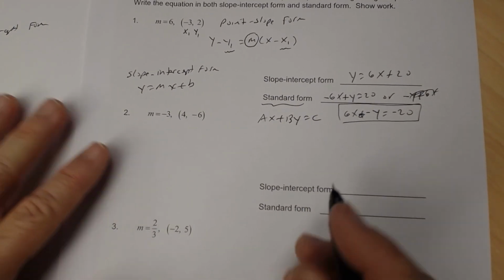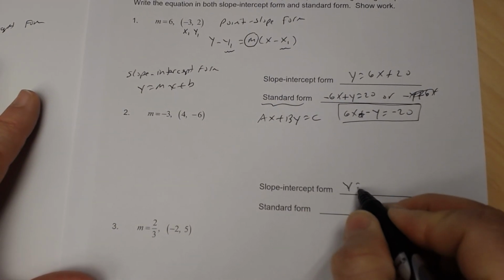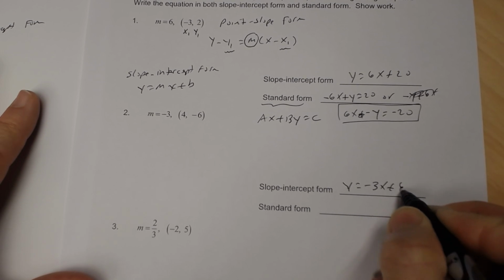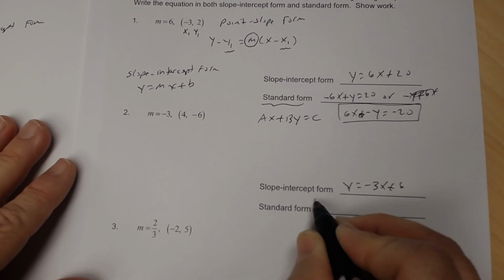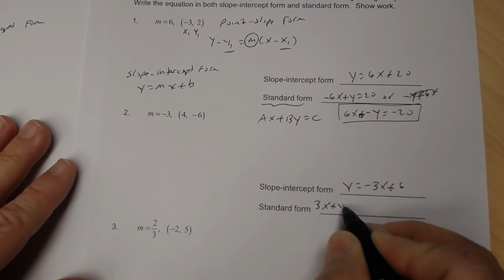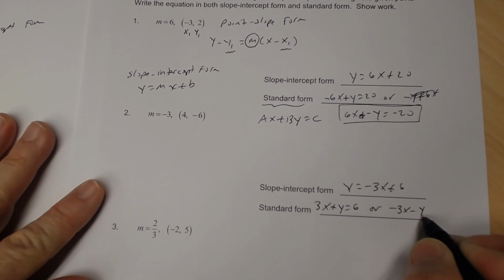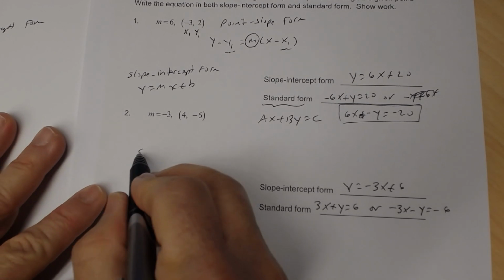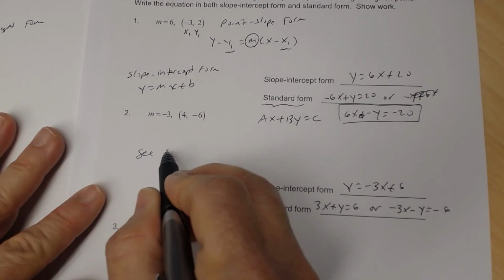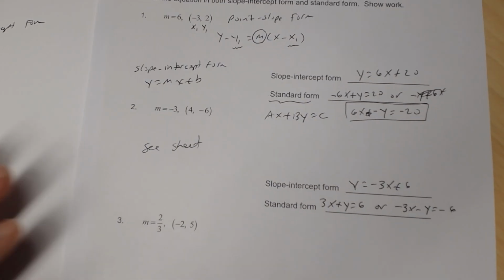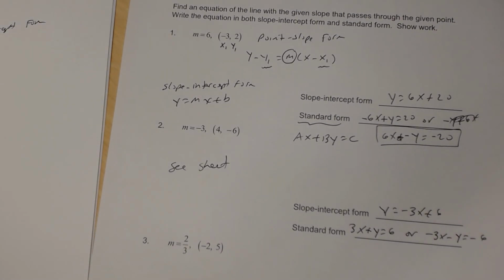So in the blank, your answers will be, slope-intercept form here is y equals -3x plus 6. And then here you could have given me 3x plus y equals 6, or -3x minus y equals -6. Okay, so see sheet for the work. All right, so that was number 2. Okay, number 3.